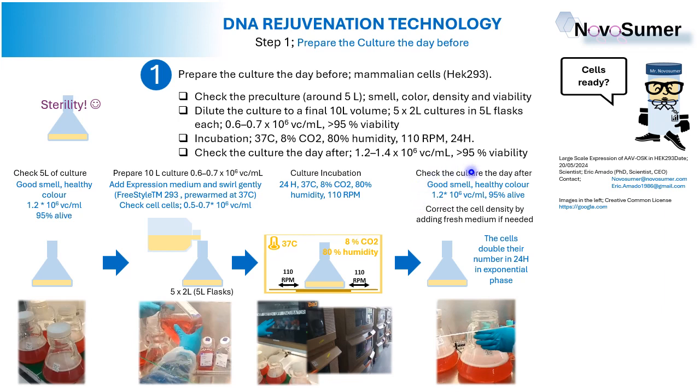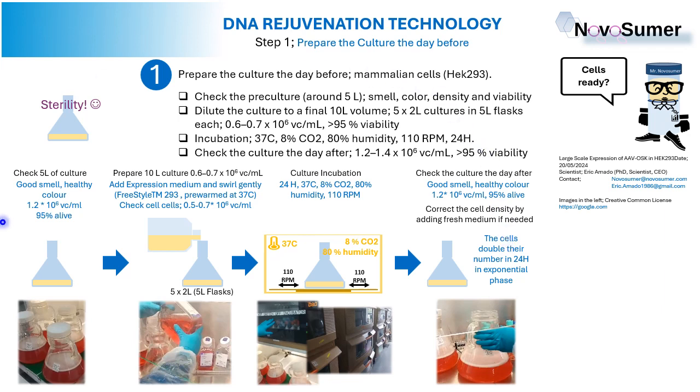That is super important because this density is the optimum density for co-transfecting. That means for including the DNA. The other parameter that we check is the percentage of cells that are alive. It has to be around 95%. So the viability is 95%. So that is that step.